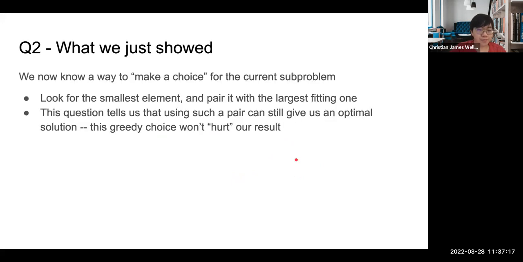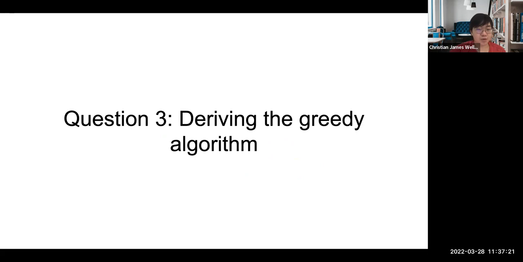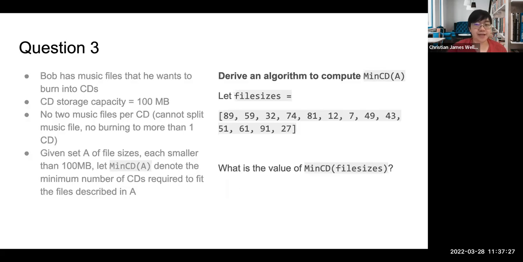Okay, so this is question 2. Any questions about this? Question 3 is deriving it and answering.